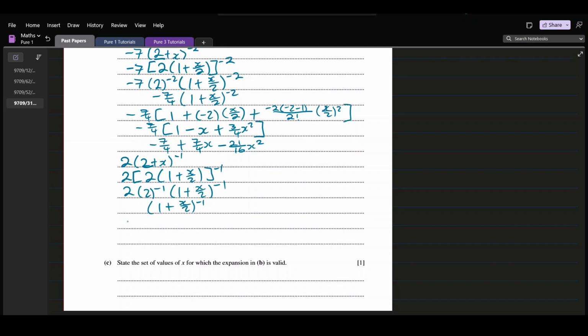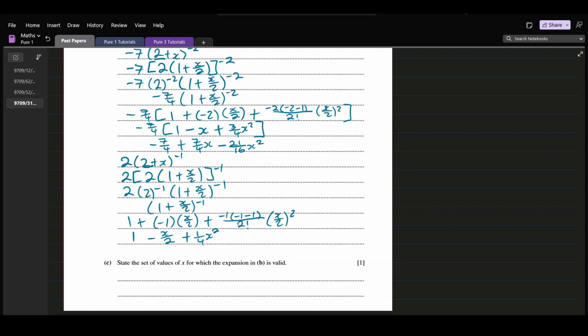And if we expand this, that's 1 plus negative 1 times x over 2 plus negative 1, negative 1, negative 1, and this is over 2 factorial times x over 2 squared. If we simplify that, that's 1 minus x over 2. And then the third term would be negative 1, negative 1, negative 1 over 2 factorial times 1 over 2 squared. And that gives us 1 over 4. So this is plus 1 over 4 x squared.